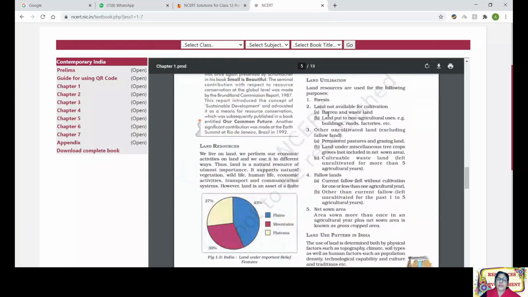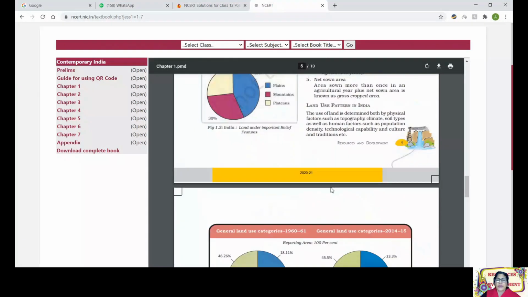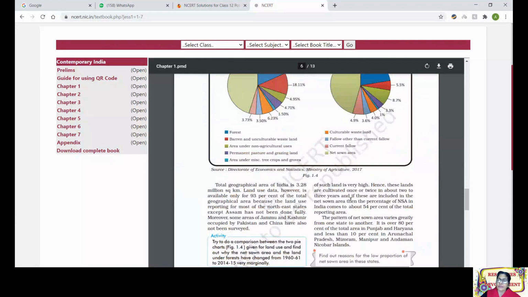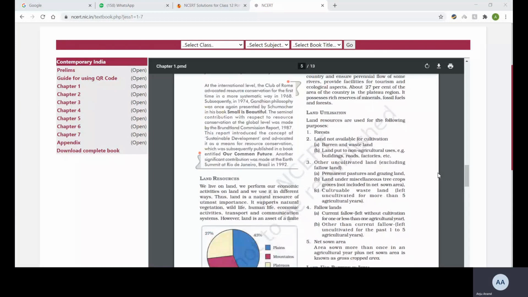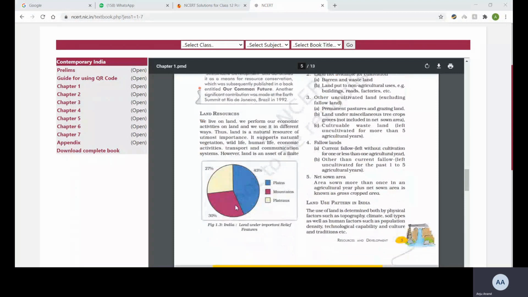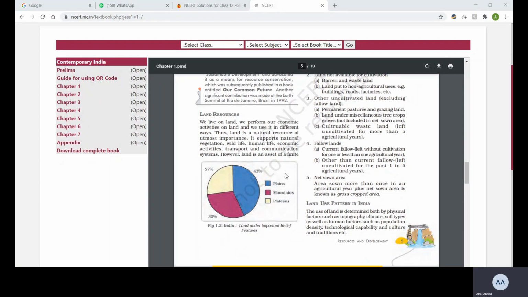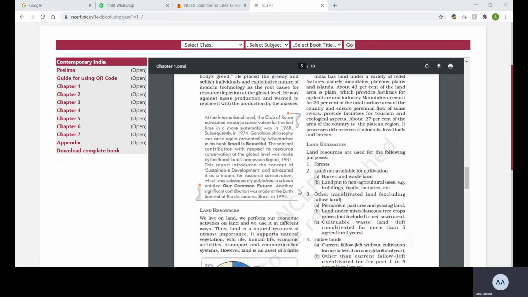Today, we'll be talking about land utilization and the different types of soil. Now, here, as you can see, these definitions and this pie chart are important. Though you can't be asked to actually draw the pie chart, you can be asked to explain how the different relief features of India are put to use.